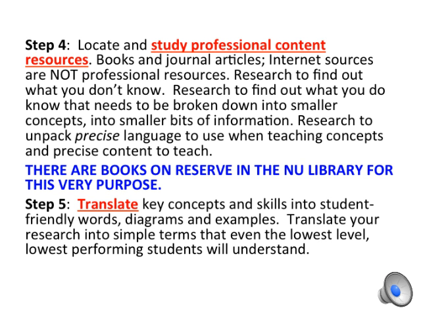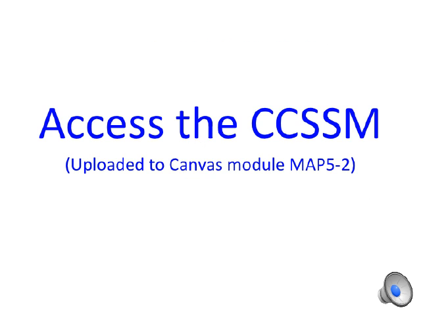So, we have located the standards, Step 1. Step 2, identified the vocabulary. Step 3, formulated questions. Step 4, located and studied professional content resources. Our final step, then, is to translate key concepts and skills into student-friendly words, diagrams, and examples. Work methodically at translating your research into simple terms that even the lowest level performing students will understand. In the following slides, I go through how to use these 5 steps using a specific topic.